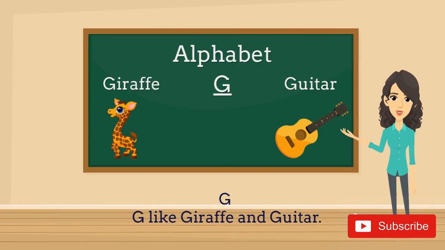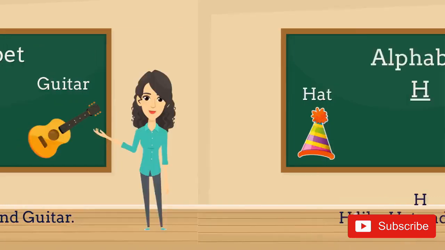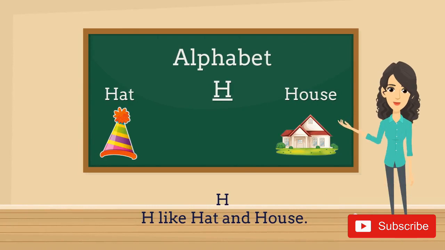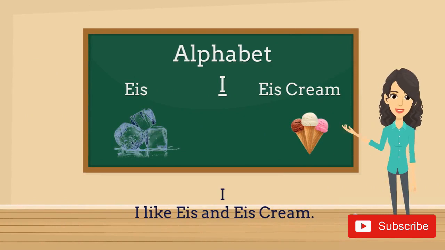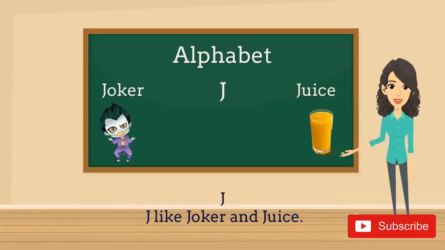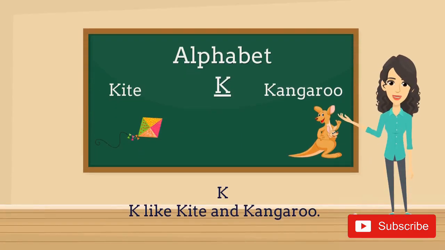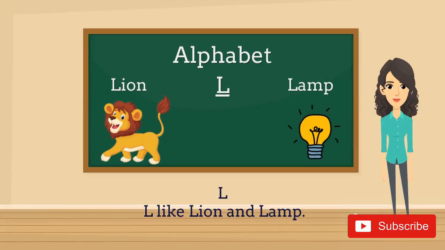G. G like giraffe and guitar. H. H like hat and house. I. I like ice and ice cream. J. J like Joker and juice. K. K like kite and kangaroo. L. L like lion and lamp.